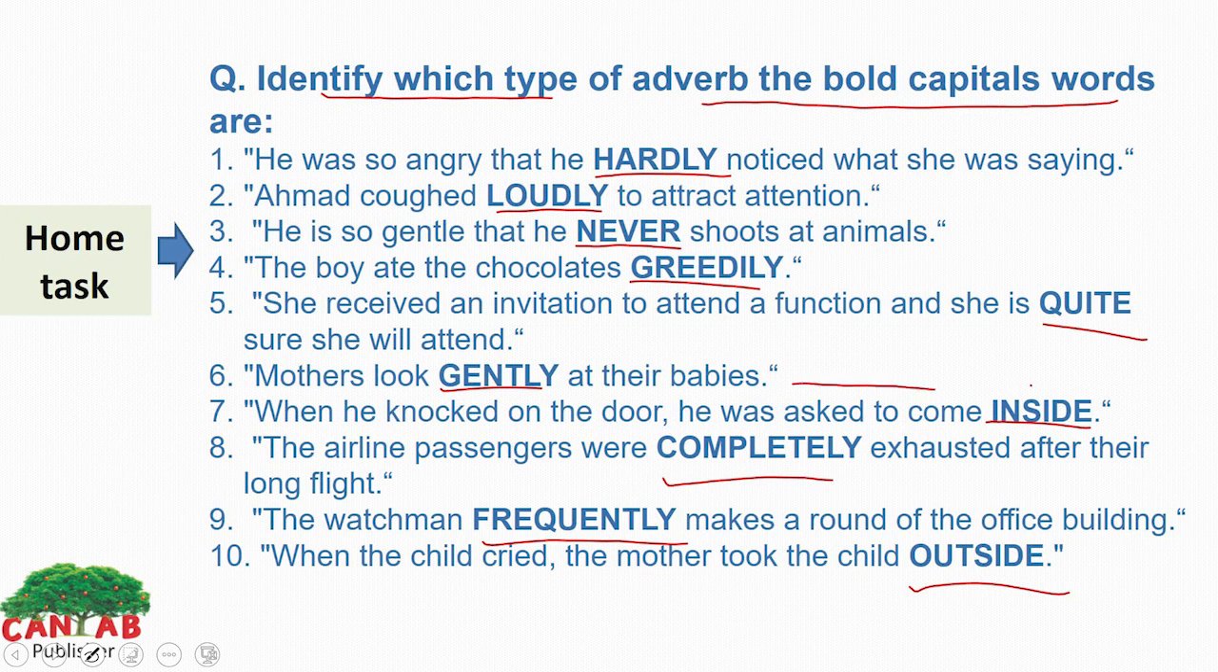Just write here like this in a blank: adverb of manner. Adverb of manner tells you in which manner the action is done. You have to write like this. If this is an adverb of manner, just draw a line and write on it. We have 10 sentences here. You have to identify each bold capital word. Read the sentence first and then identify it. It will be very easy for you.